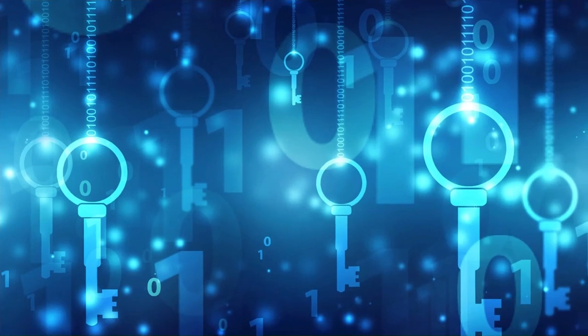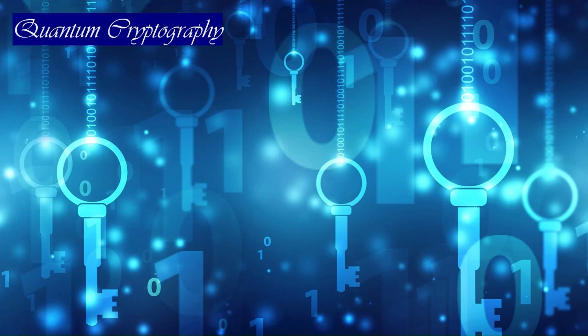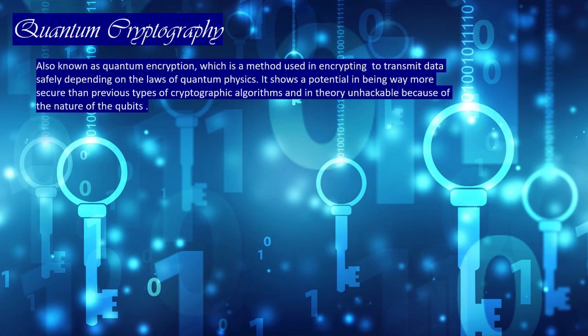So now we have all the basic understanding. Now we can talk about quantum cryptography. So what is quantum cryptography? Quantum cryptography, also known as quantum encryption, is a method used in encrypting to transmit data safely. It depends heavily on the laws of quantum physics, and it shows potential in being way more secure than the previous types of cryptographic algorithms, and in theory unhackable because of the nature of the qubits.